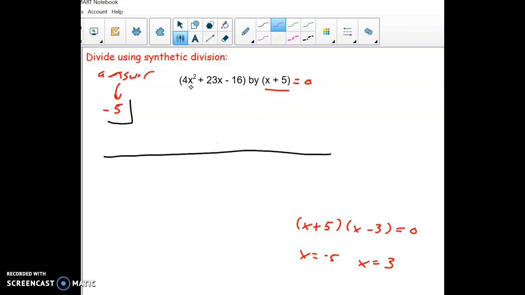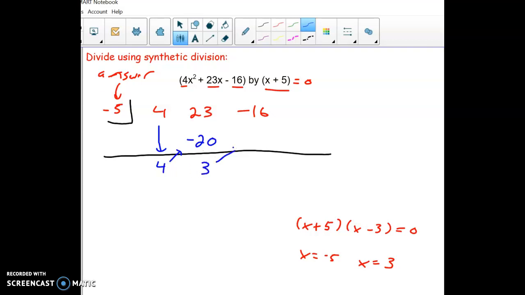Okay, and then along the top, you just put these coefficients in order. So I'm going to put 4, 23, and -16. All right, and then synthetic division is just a process. So the first thing is you drop the first number all the way down here. So 4. And then to get the next number that goes under the 23, you do -5 times 4. It's -20. And then you add these together. And then that process just repeats.